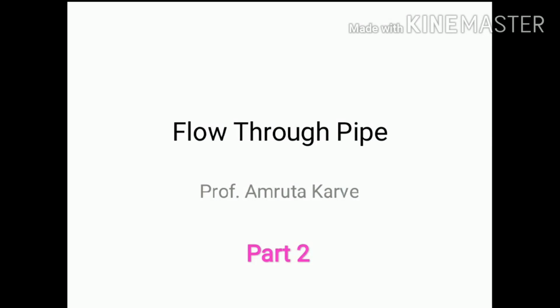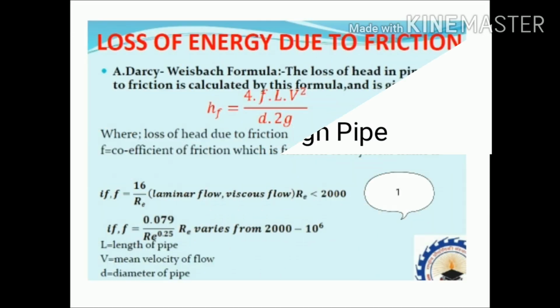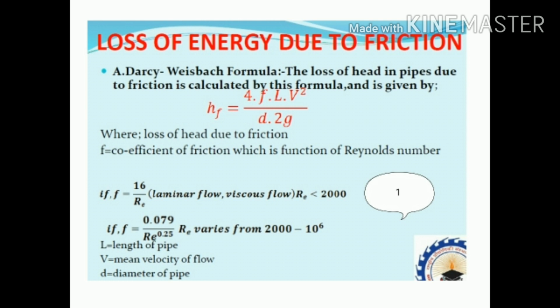Good evening, students. In the last video, we have seen up to the Darcy-Weisbach formula that is used to calculate the loss of head due to friction. Just remember that in the flow through a pipe concept, we have to calculate the types of losses while the fluid is flowing through the pipe. So there are two types of losses: major loss and minor loss.